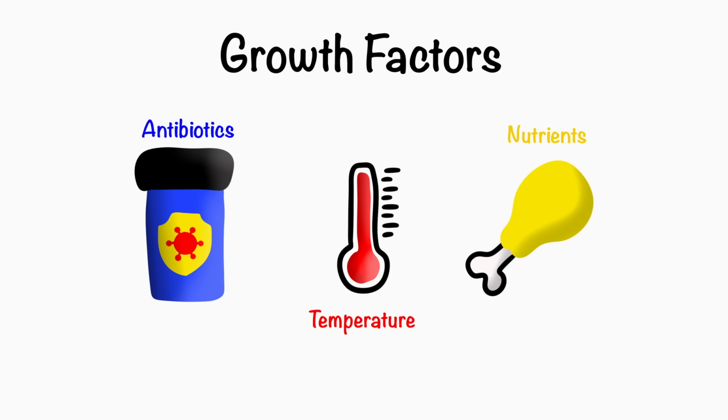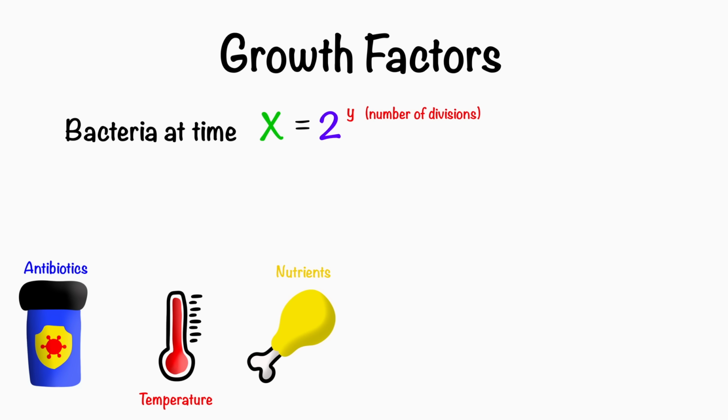However, if conditions become unfavorable, perhaps due to lack of nutrients, extreme temperatures, or the presence of antibiotics, bacteria will slow or stop dividing and may eventually die. Because bacteria multiply at an exponential rate, scientists use mathematical formulas to predict population size. If you know the mean division time of a bacterial cell, you can calculate how many cells will be present after a certain period. Let me show you how this works with an example.